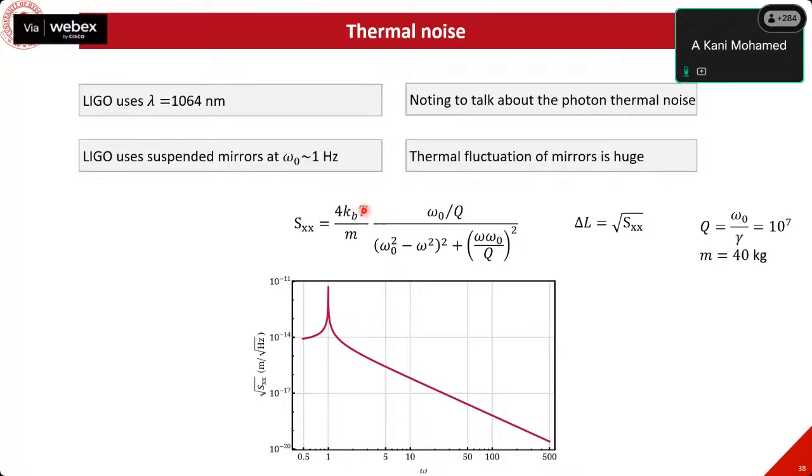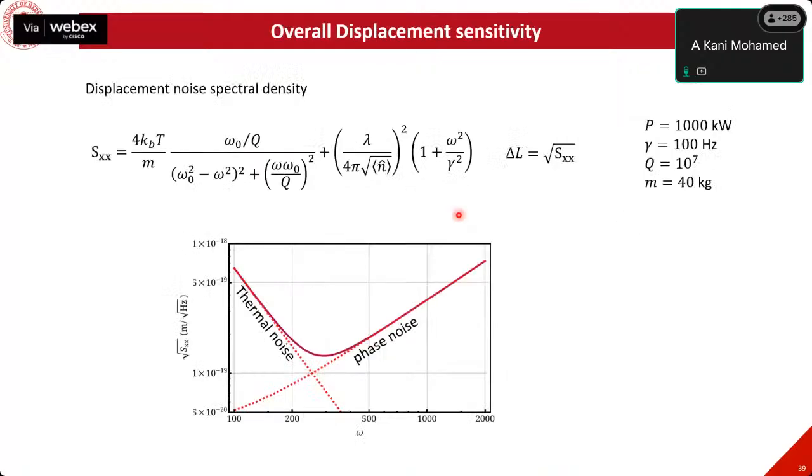By cooling we can reduce this, but these are 40 kilogram mirrors. So cooling this to the ground state is not possible, and that too at 1 hertz frequency. So we have to work at room temperature, but we can enhance the sensitivity by increasing the quality factor.